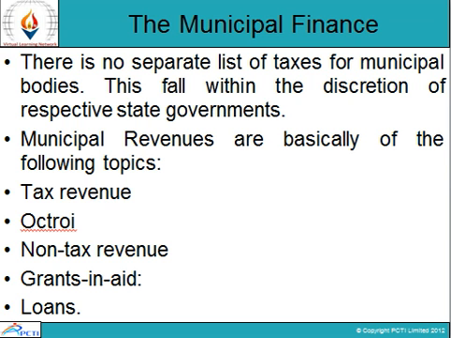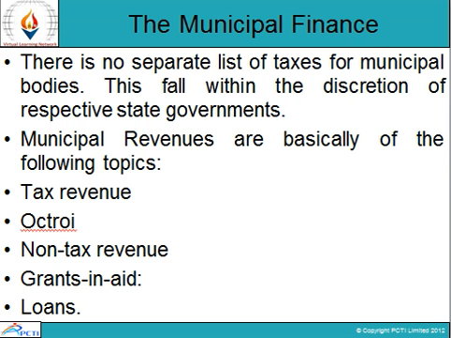Next are the grants and aids. An important element of municipal finance is grants and aids. There are two types of grants: a general purpose grant and a specific purpose grant. The former augments the revenue of the local bodies for discharging their normal functions. The latter is used for a specific purpose, for example, the increase of wage bills due to inflation, education grants, public health, road maintenance, etc.